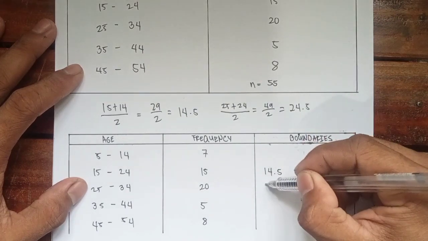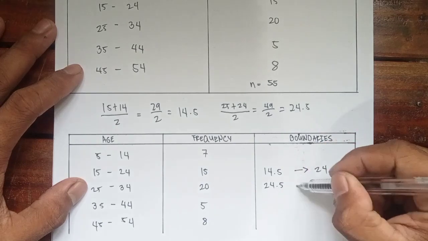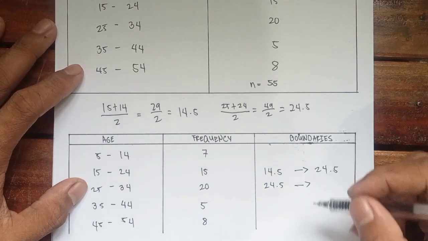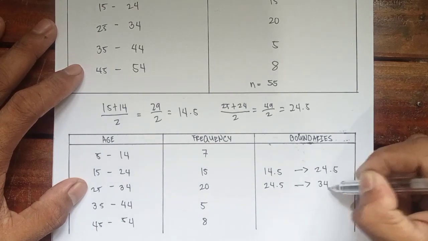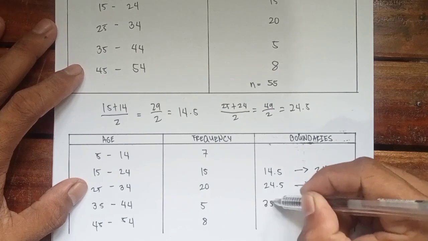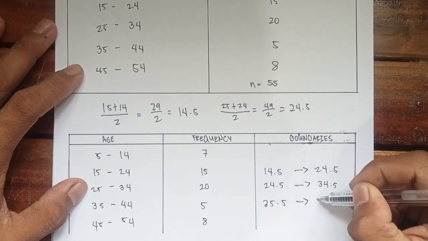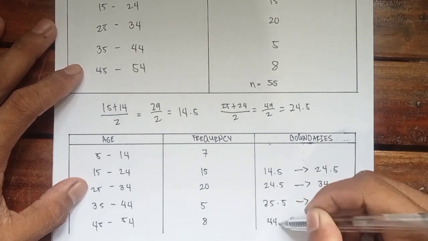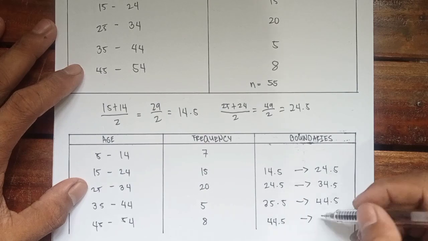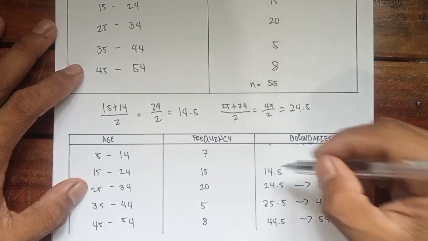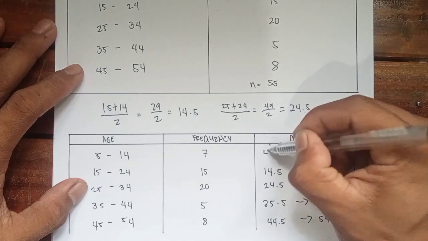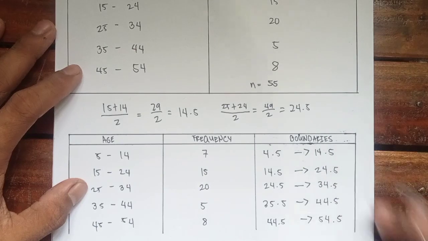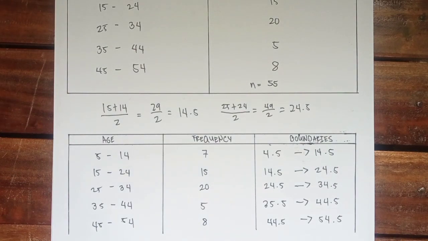And so, magiging 24.5 to 34.5. Baba ulit natin. 35.5 to 44.5, and then 44.5 to 54.5, and dito minus 10 lang natin is equal to 4.5 to 14.5. So nakuha na natin ang ating mga boundaries.